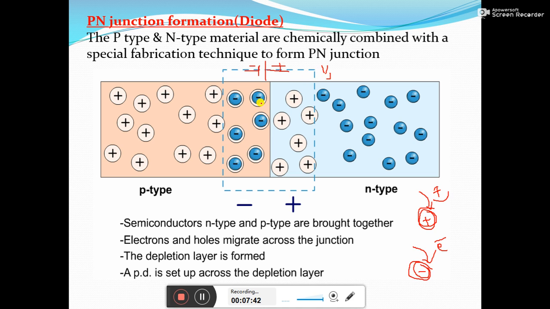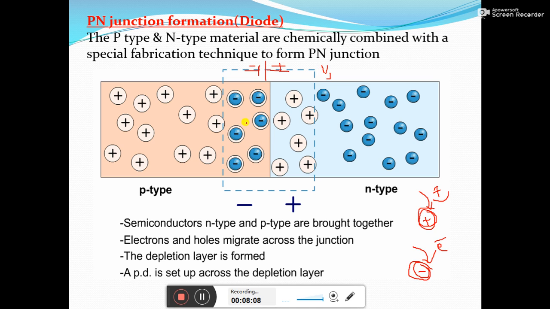What all factors does this barrier potential depend upon? The very first factor that this Vj depends upon is the type of semiconductor. Depending on whether it is n type or p type, this barrier potential will be different. For silicon it will be 0.7, and if it is germanium it will be 0.3.